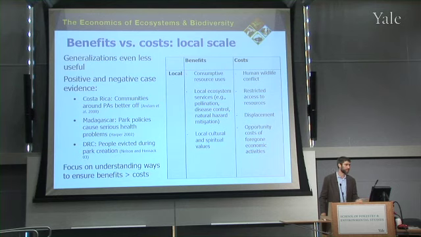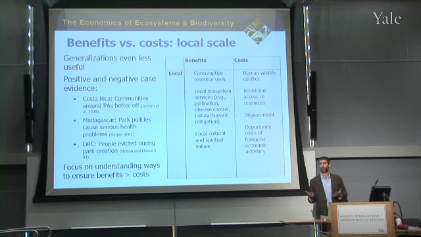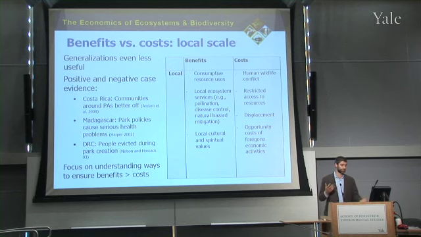At the local scale, I think it's fair to say that generalizations are probably even less useful. The reason is, if you look at, again, this chart, at what kinds of benefits and what kinds of costs could accrue to local actors, whether they be the sustainability of consumptive resource uses, or a whole other set of potential local ecosystem services, or cultural and spiritual values on the benefit side, and on the cost side, practically the whole set is possible. All of them are dependent on where protected areas go and how they're managed.